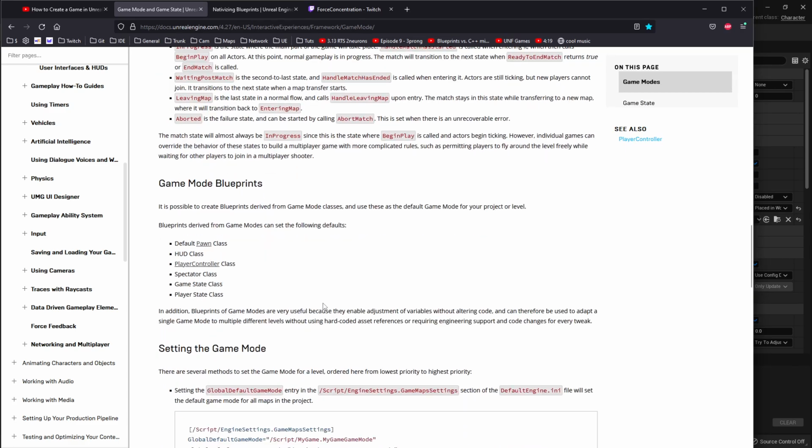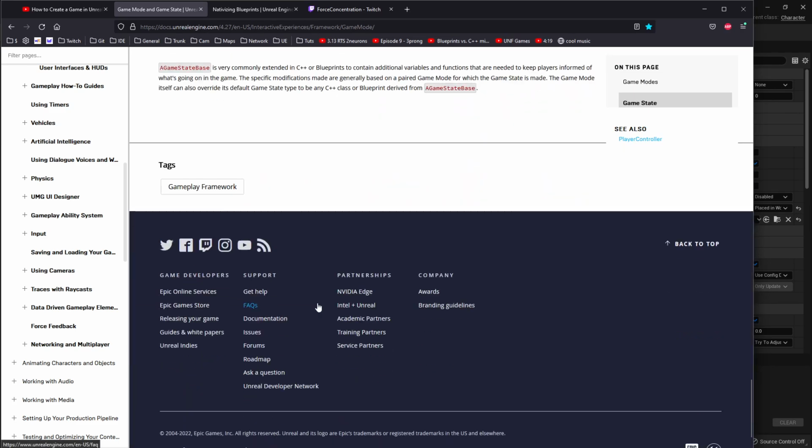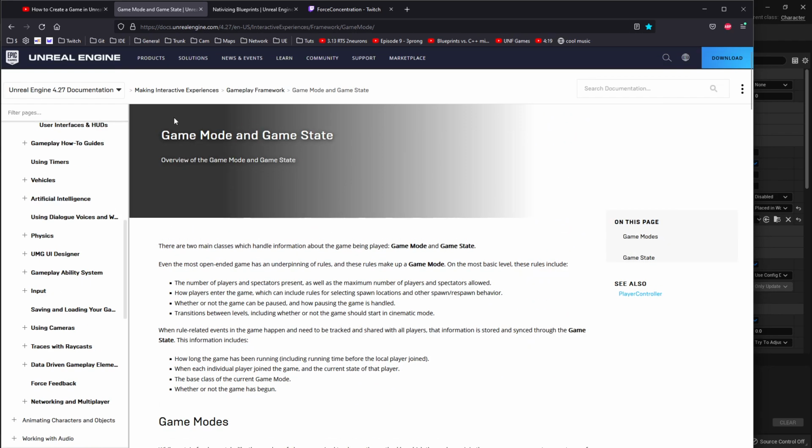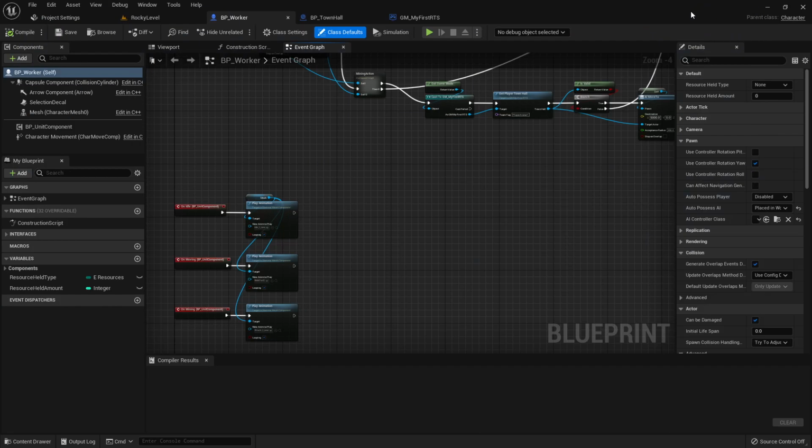You have this page here, which is a very interesting read, very difficult to read because as usual Unreal has poor documentation, but it's really a fundamental concept of game architecture.